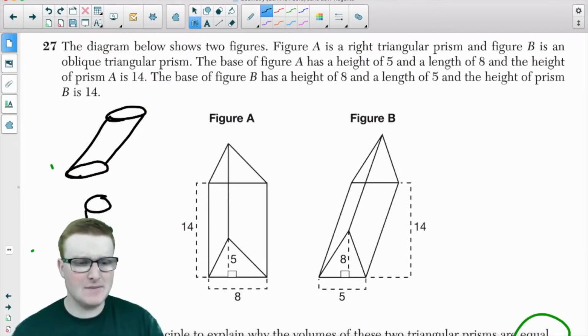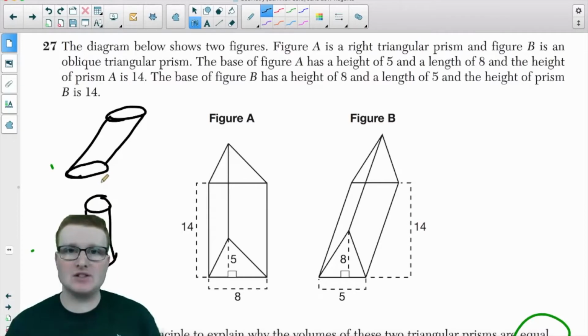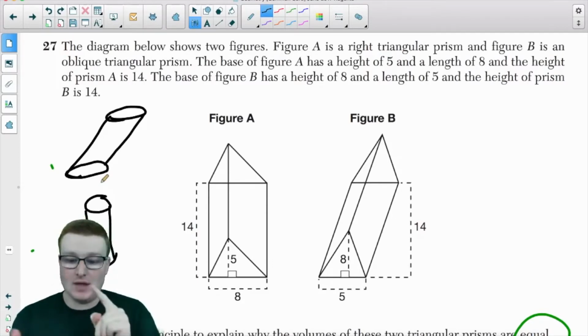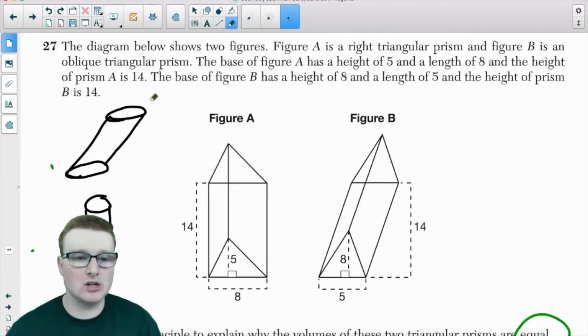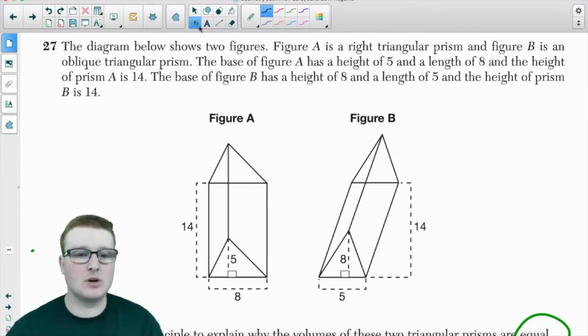Does that have the same volume as the quarters next to it? They're both 10 quarters. Do they take up the same amount of space? Yes, they do. And that's what Cavalieri stated. He basically said it doesn't matter how you orient or push the prism, it still takes up the same amount of space if the heights are equal and the base areas are equal. So I'm going to put that into words, and we're going to finish this problem.